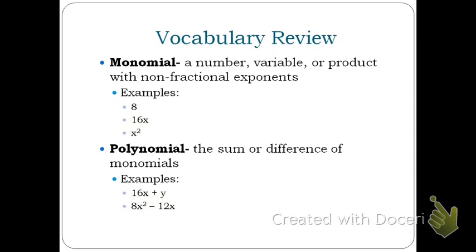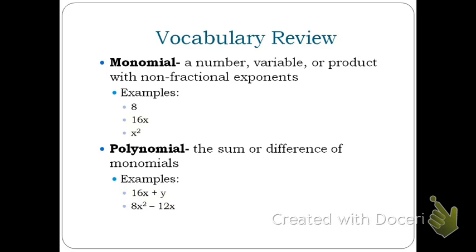So we've talked about a monomial and a polynomial several times before, but a monomial is just one term. It's a number, variable, or product with non-fractional exponents. We have examples like 8 or 16x or x to the second power. None of those have any other terms except just themselves standing alone.